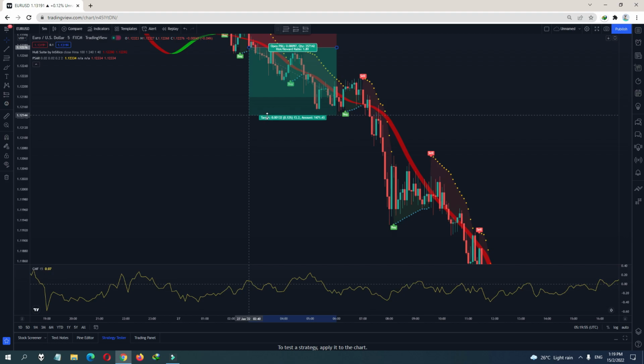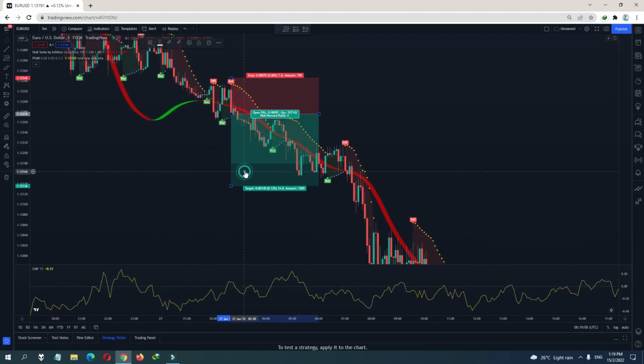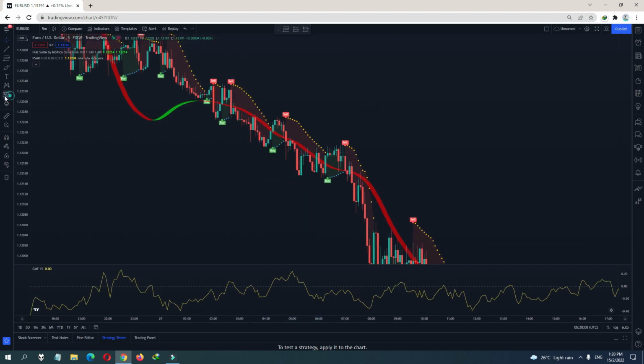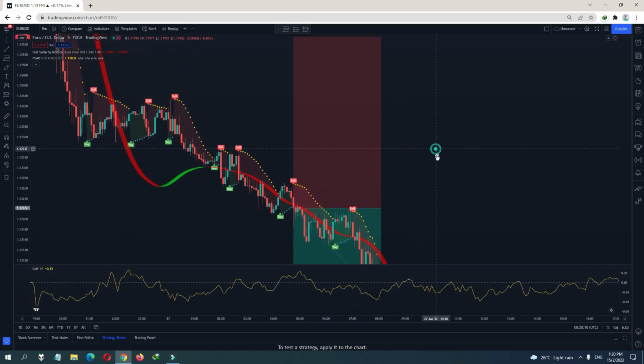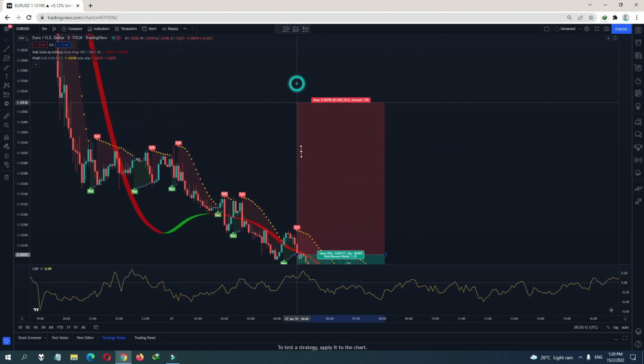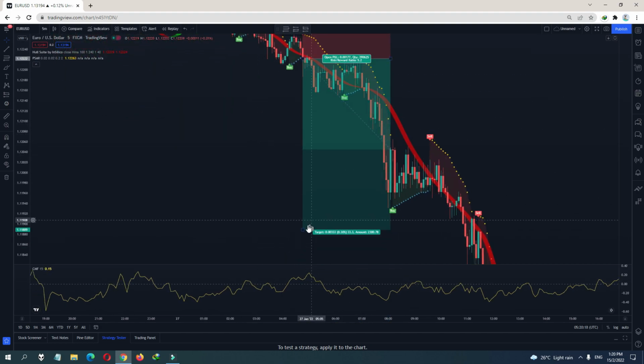Here you have another sell. The Chaikin money flow is above the 0 line, Hull Suite is red, and you have a sell signal. The stop loss is a bit subjective, so you have to figure it out on your own. Maybe here. You can target 1 to 2.